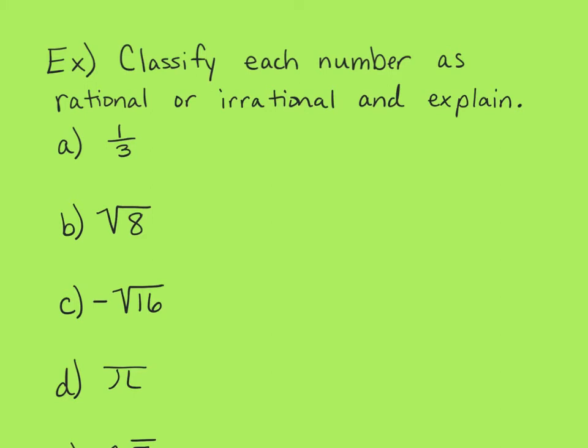Okay, so we are going to classify numbers as either rational or irrational and give an explanation for that. So let's start with this number 1/3. It's a fraction. We know that fractions are rational numbers. So I'm going to, this is R for rational. We can just abbreviate it. We'll use R for rational and I for irrational. And we know that it's rational because it's a fraction, and a fraction is always a rational number.